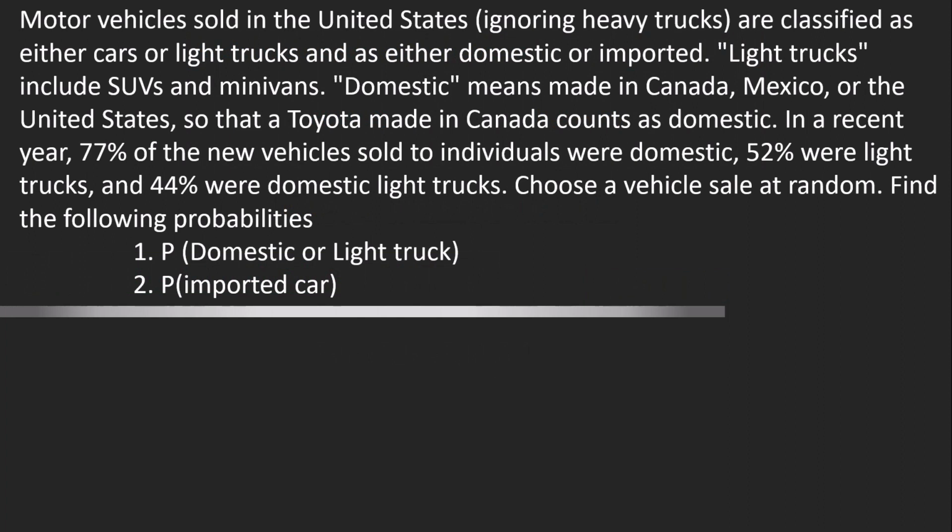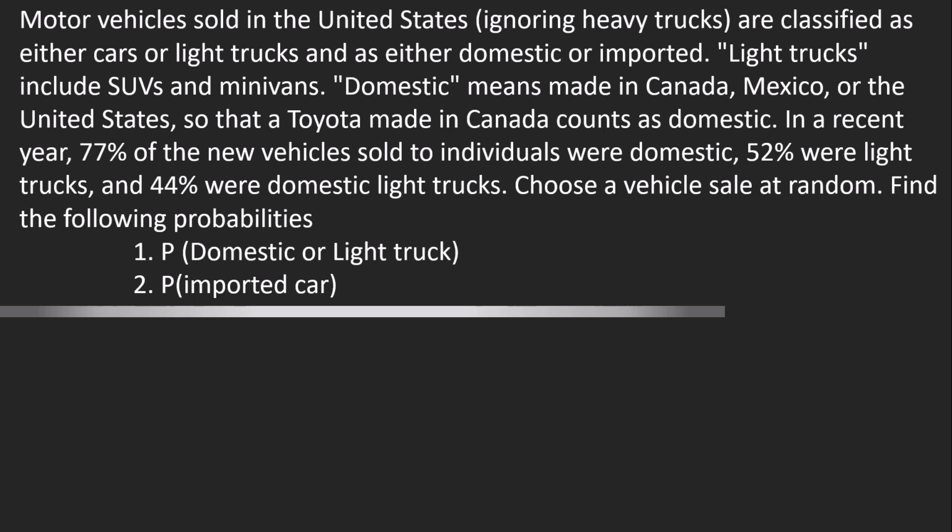Motor vehicles sold in the United States are classified as either cars or light trucks and as either domestic or imported. Light trucks include SUVs and minivans. Domestic means made in Canada, Mexico, or the United States, so a Toyota made in Canada counts as domestic. In a recent year, 77% of the new vehicles sold to individuals were domestic, 52% were light trucks, and 44% were domestic light trucks. Choose a vehicle sale at random.